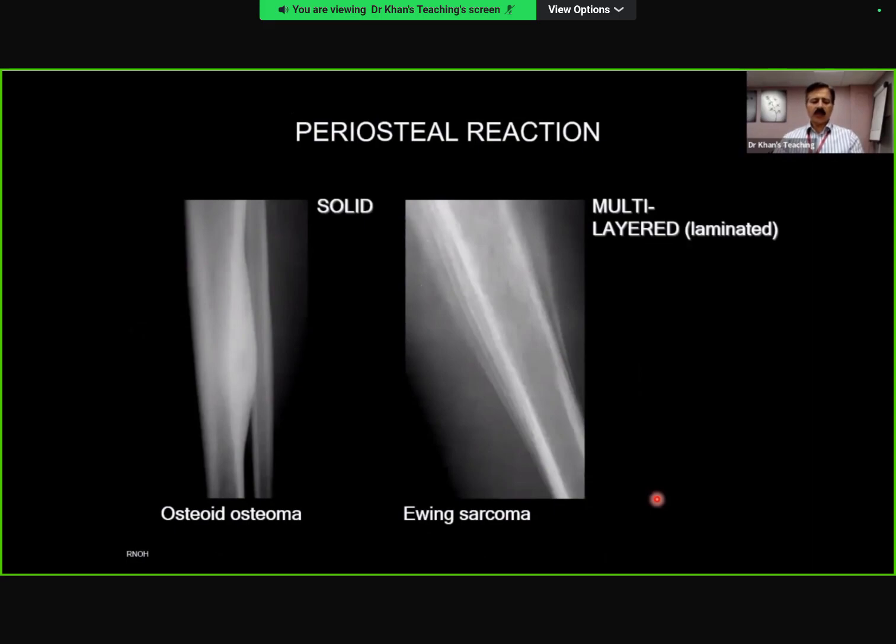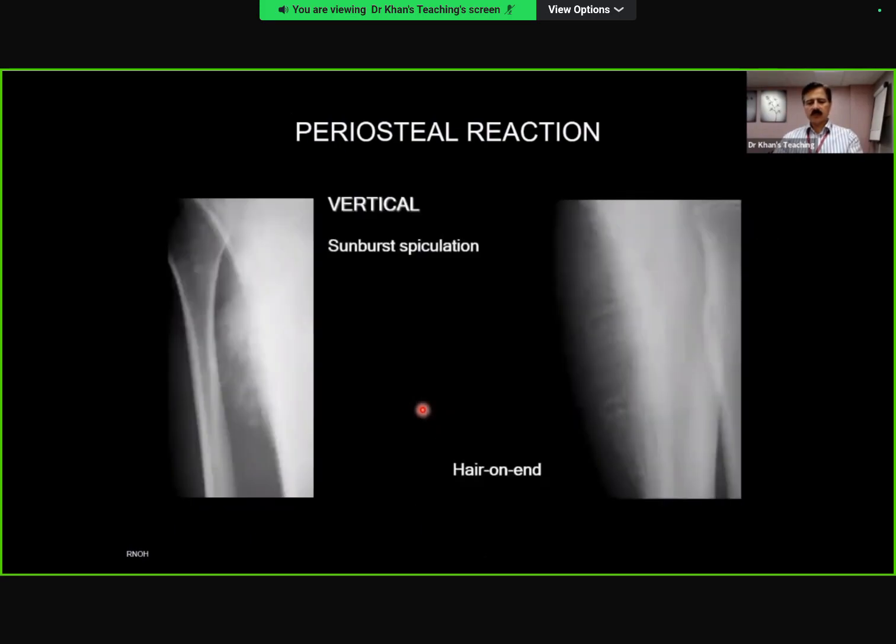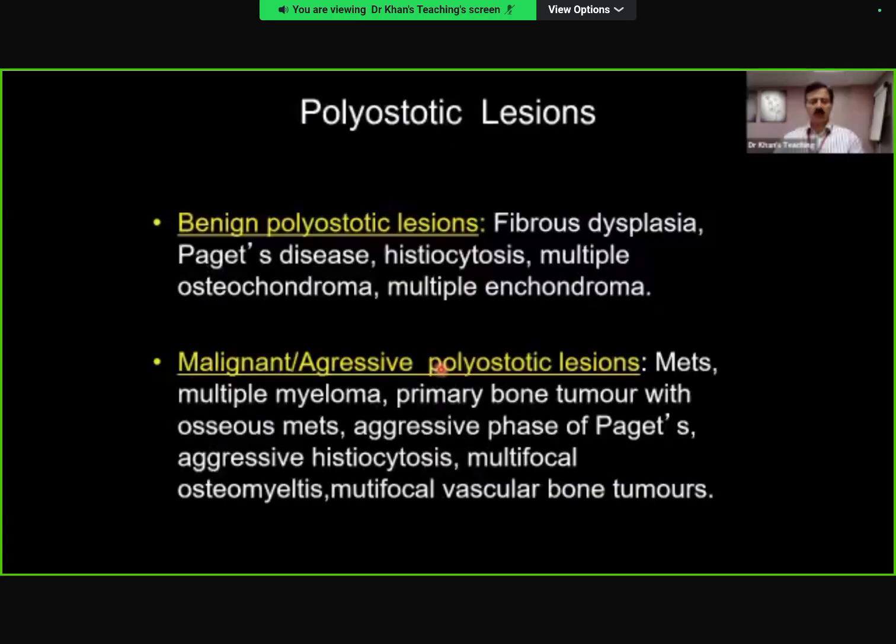You should also have a black and white idea about terminologies of periosteal reactions for your description. This is known as solid periosteal reaction. This is laminated. It can be a single layer. It can be multi-layer, as in Ewing sarcoma in this case. Other patterns: this is a sunburst pattern, and this is hair on end pattern. These are self-explanatory and just for revision.